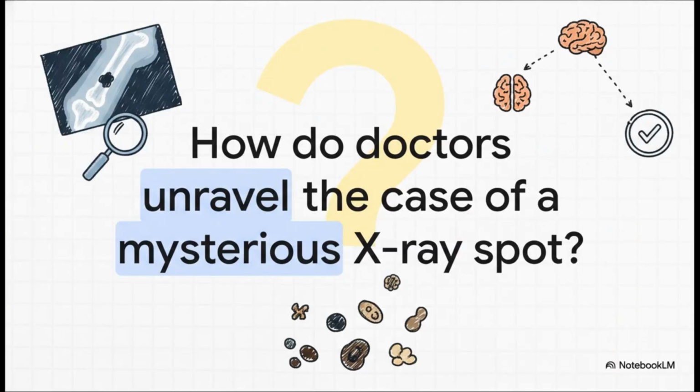So, it all starts with something like this. You see a shadow on an X-ray, a lesion, something that just shouldn't be there. Now, it could be totally harmless, or it could be the first sign of something really serious. So where do you even begin? How do you turn this one picture into an actual diagnosis?